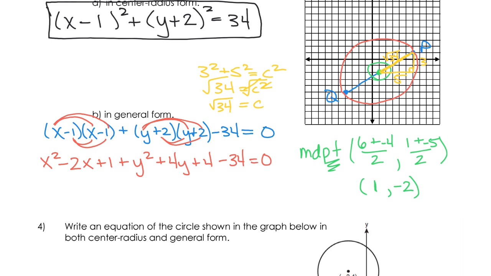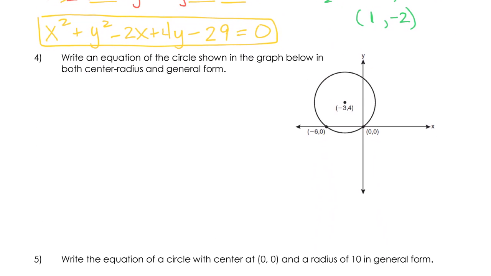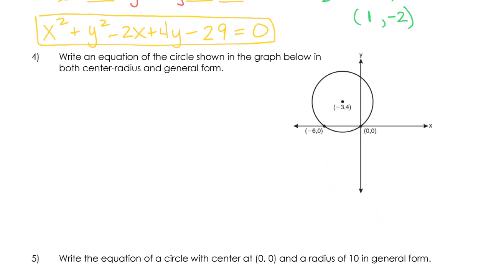-34 equals 0, and now we're going to go ahead and order our terms. So we have x squared plus y squared minus 2x plus 4y, and 1 plus 4 is 5, minus 34 is minus 29, equals 0, and there is our general form. All right, we'll practice one more time here.